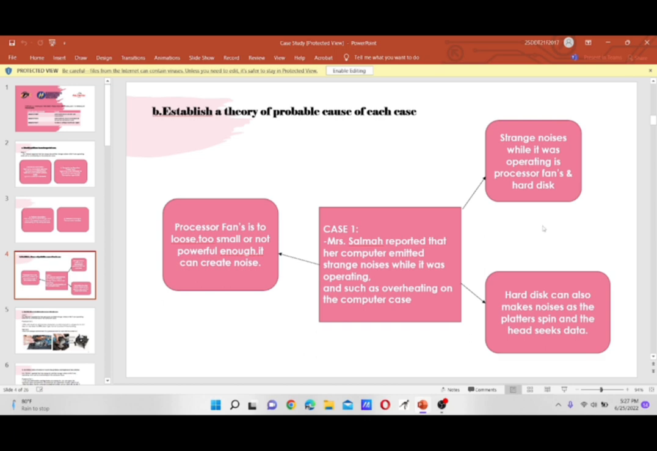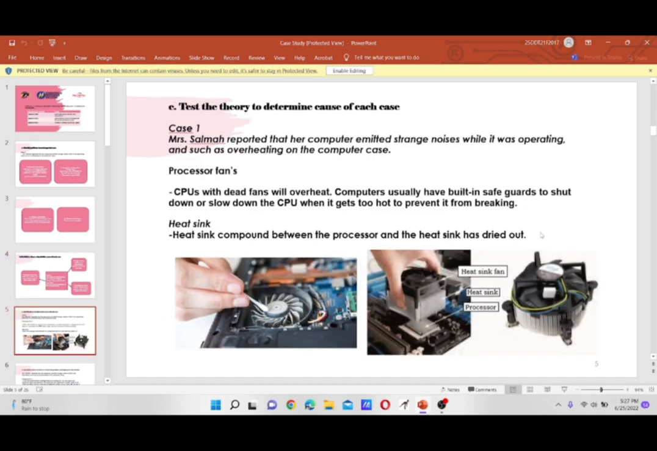B. Establish a theory of probable cause of each case. Case 1, Miss Salma reported that her computer emitted strange noise while it was operating, and such as overheating on the computer case. The strange noise while it was operating is processor, fans, and hard disk. Hard disk can also make noise as the platter spin and the head seeks data. Processor fans is too loose, too small, or not powerful enough. It can create noise.